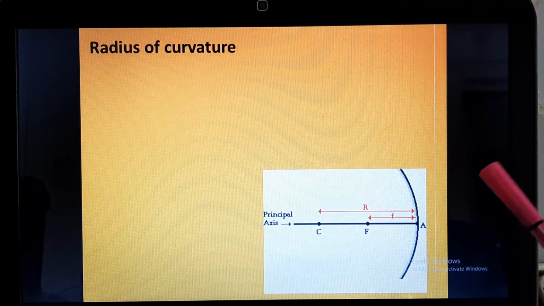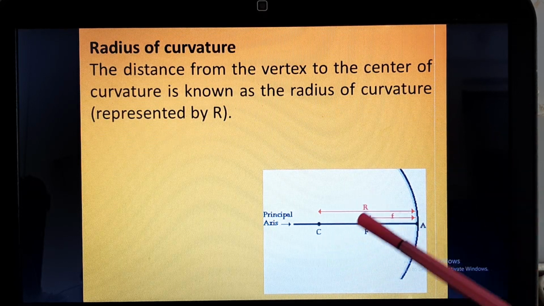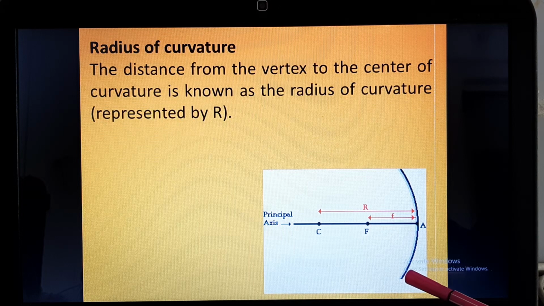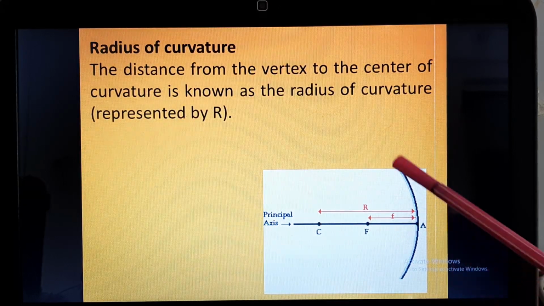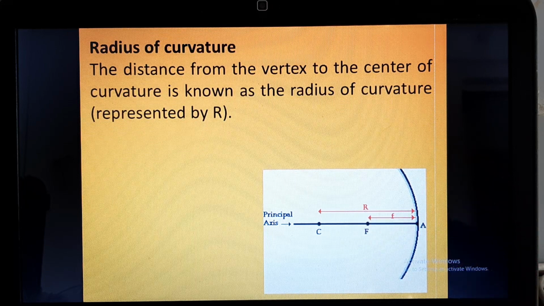Now the radius of curvature. This is the distance from the vertex to the center of curvature, and it is represented by R. It is simply the radius of the sphere from which this concave mirror is formed. The radius of the sphere from which a concave or convex mirror is formed is called the radius of curvature.